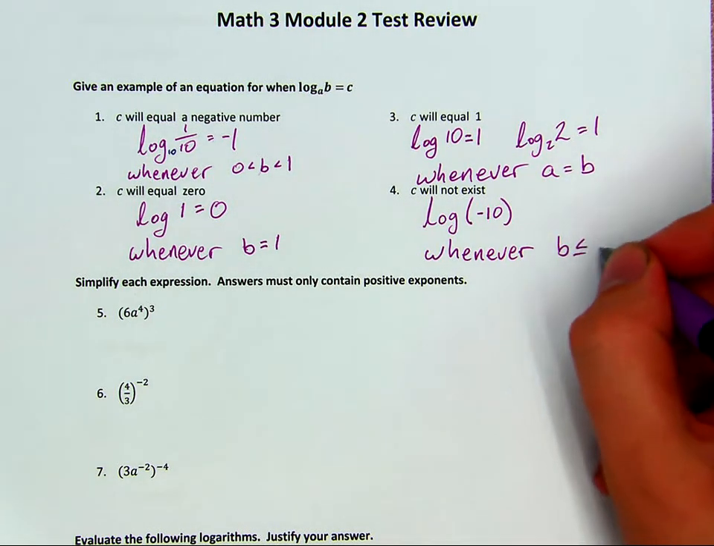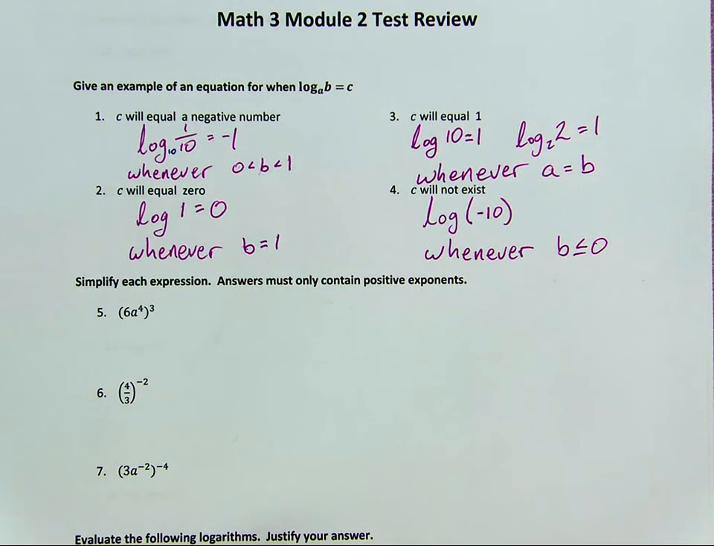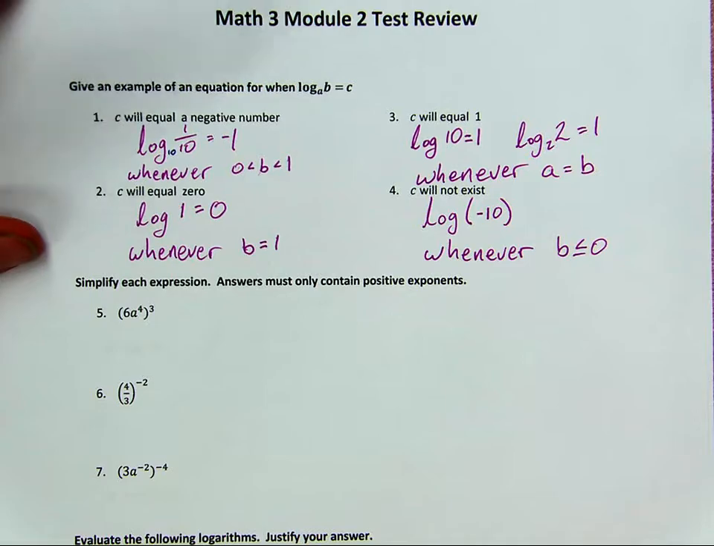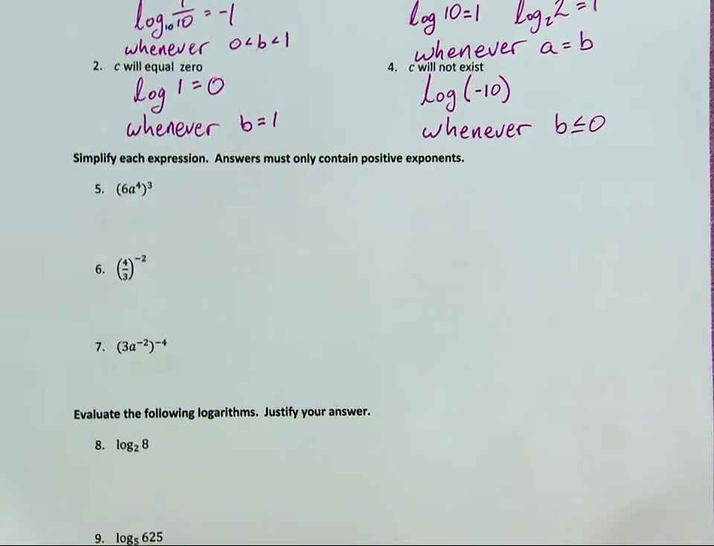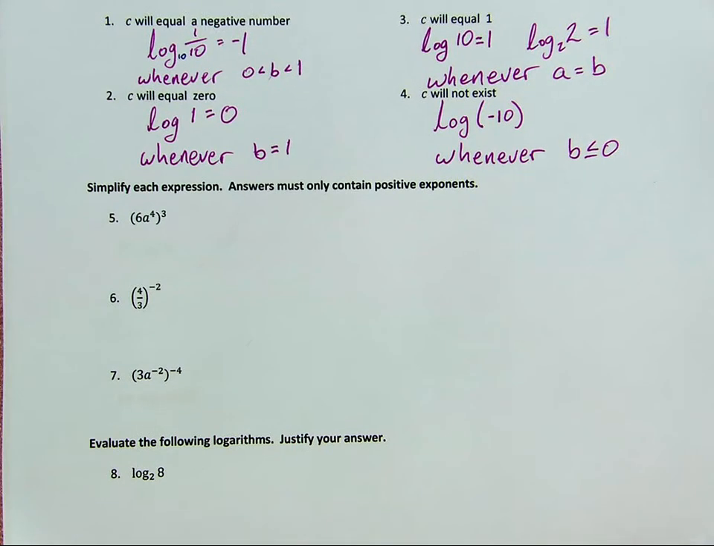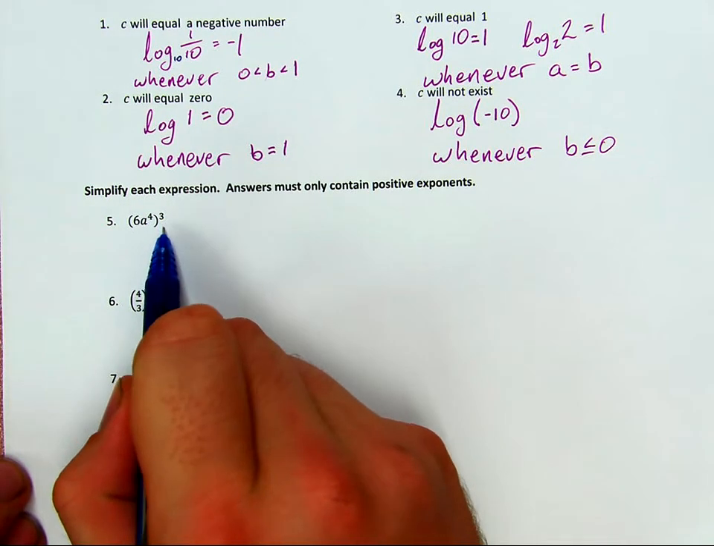Now, moving on to numbers 5, 6, and 7. With 5, 6, and 7, we want to simplify each of those expressions, and our answers must contain only positive exponents. So with number 5, what we want to do is take care of this 3 on the outside. So we basically need to take that 3 and distribute that to the 6 and to the a.